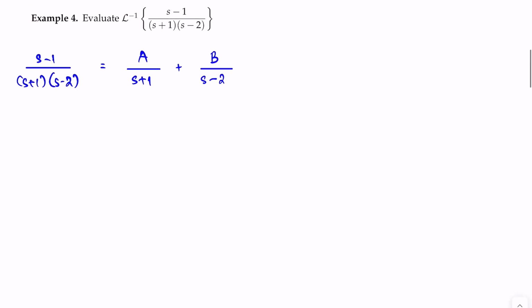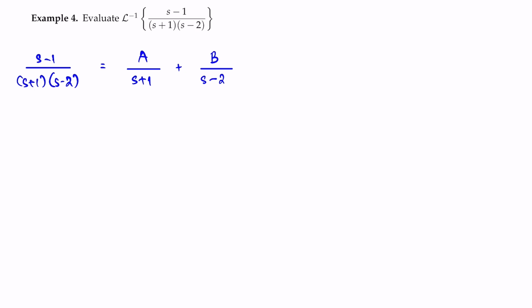If you have, later on when we deal with a quadratic term, so you have s squared, then the numerator should be A times s plus B, something like that. Now, because the factor in the denominator is only to the first power, that's why you have A over s plus 1 plus B over s minus 2.